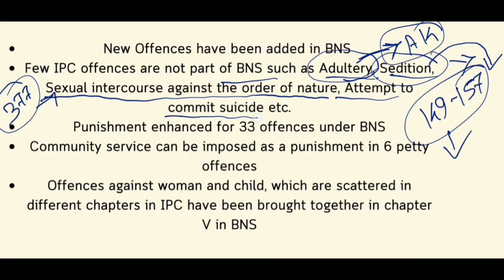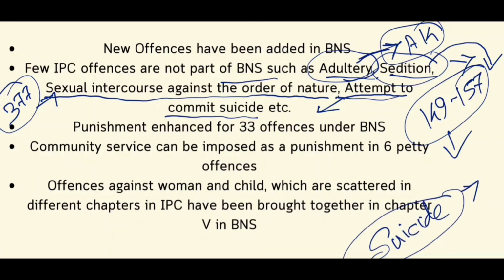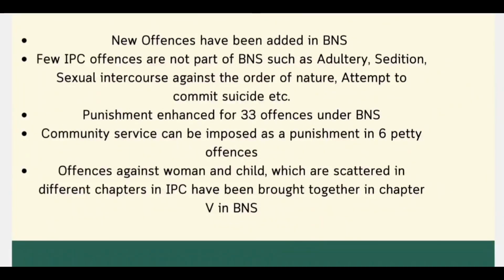That means section 377 has been removed. Then, attempt to commit suicide was earlier also punishable. A question came up: which offense is punished if you attempt it, but not punished if you succeed? The answer was suicide. Why? Because if the person has been successful, that means they are already dead, and a dead person cannot be punished. But for an attempt, punishment can be provided. So section 309, attempt to commit suicide, was punishable, but right now it has not been introduced in the BNS.